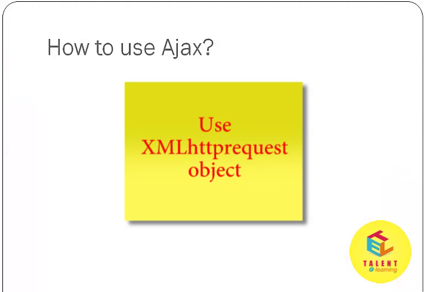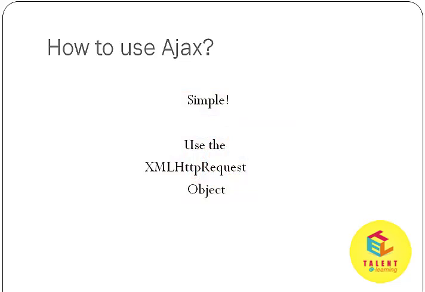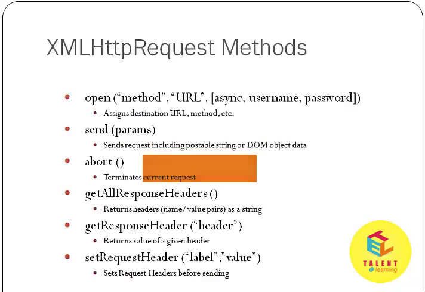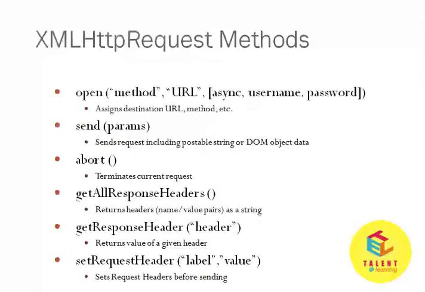First question is how to use AJAX. It is pretty simple. We will use the XHR object, that is XML HTTP request object, which is a JavaScript object common to almost all of the modern browsers. In order to use the XML HTTP request object, we need to manipulate the methods.